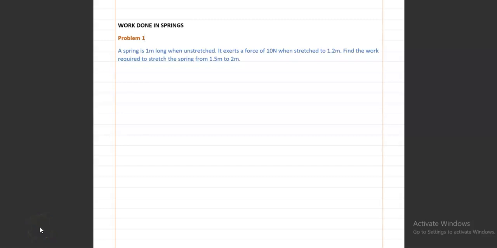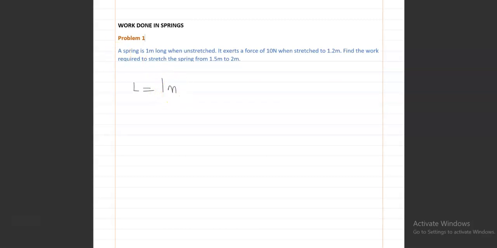So this is our first problem we are going to handle in work done in springs. Now, a spring is 1 meter long when unstretched. It means its original length is 1 meter long. So we know its length here is 1 meter.